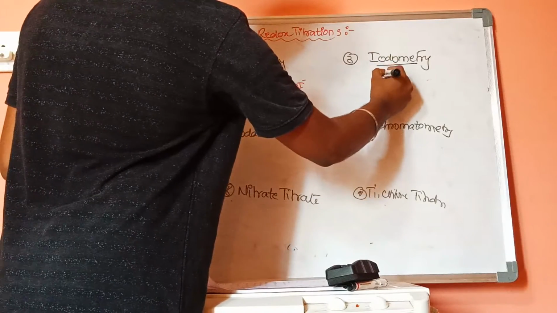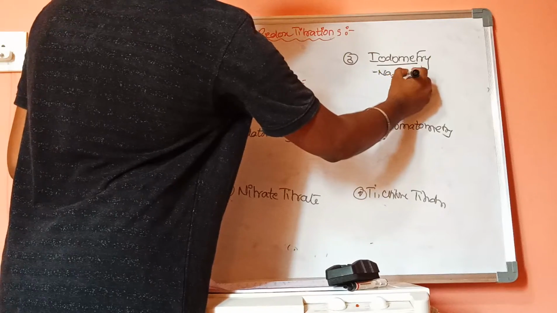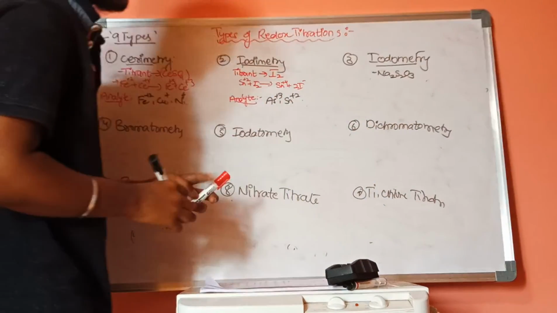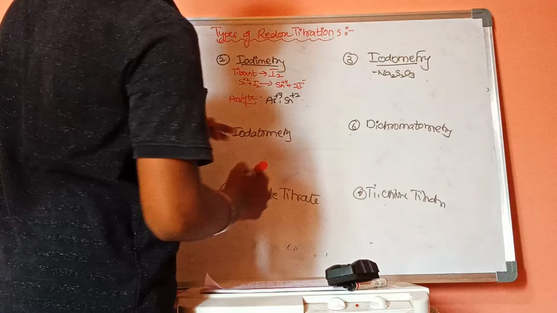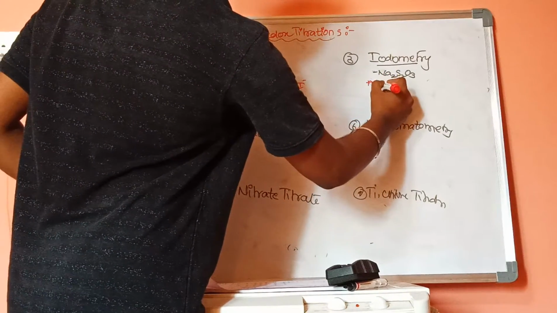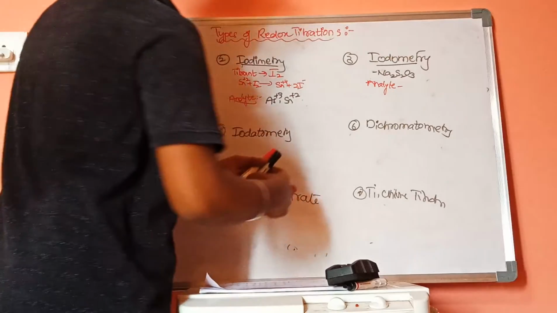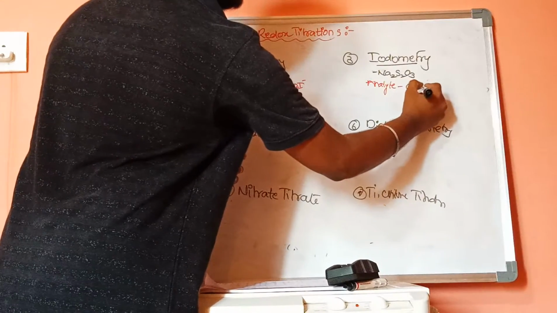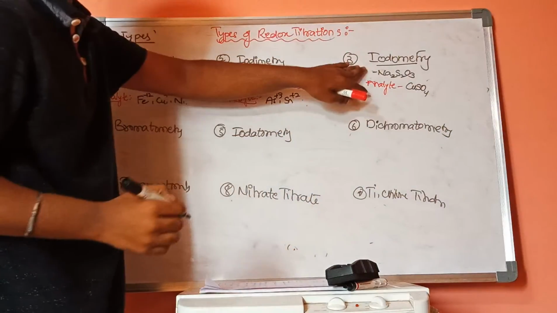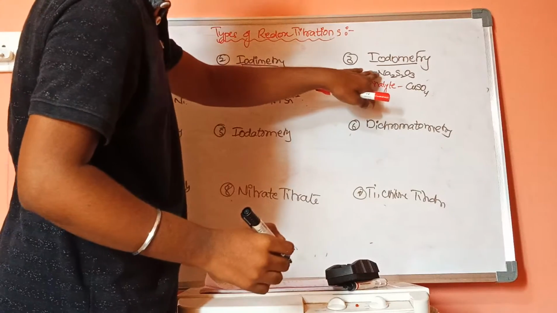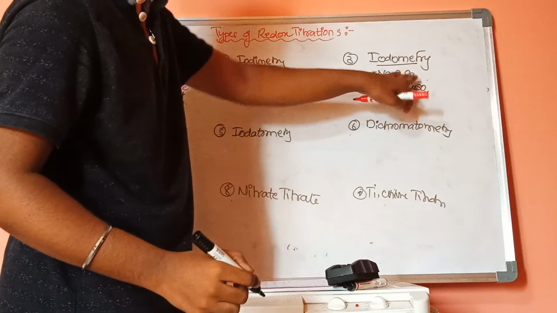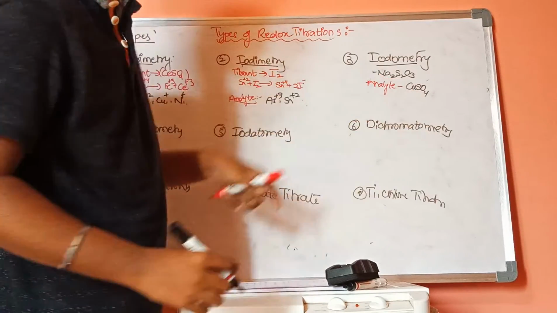Now in iodometry, we use sodium thiosulfate as the titrant, and the analyte is copper sulfate.